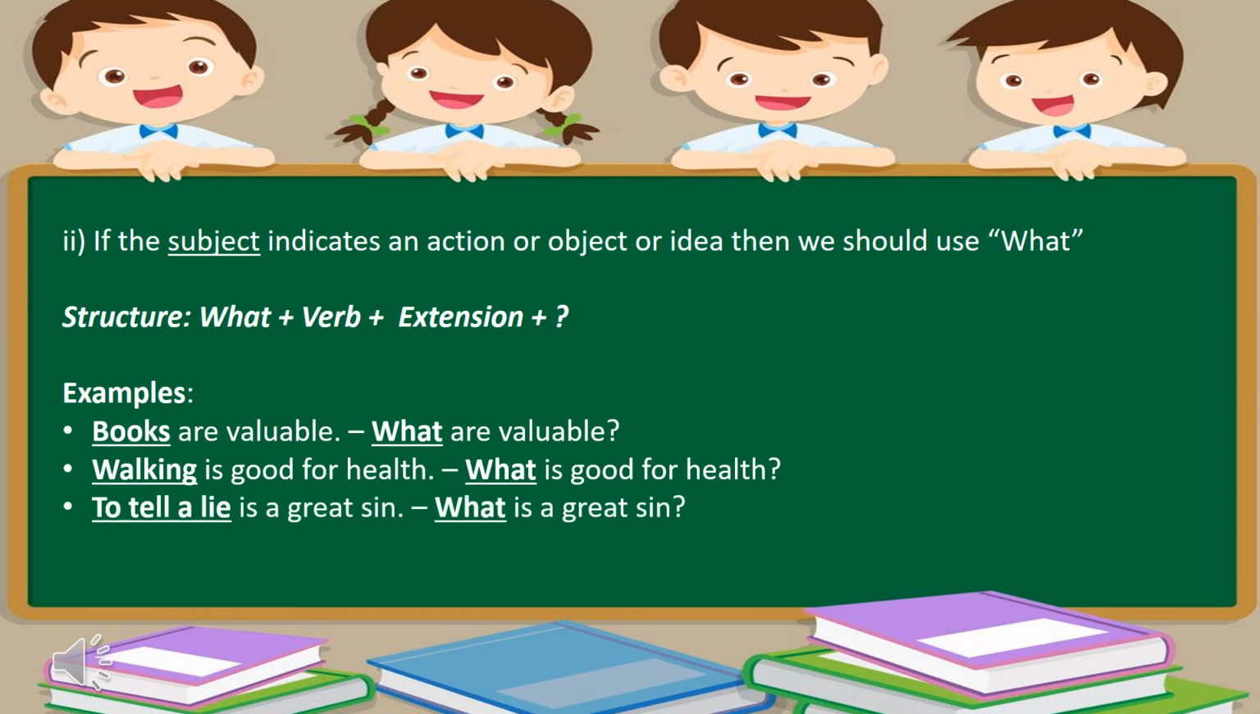The third example is to tell a lie is a great sin. Here the subject of this sentence is to tell a lie, and it indicates an idea, so we have to use what, then the auxiliary verb is, and then the rest of the sentence a great sin, and lastly to put the question mark. So the answer is what is a great sin.